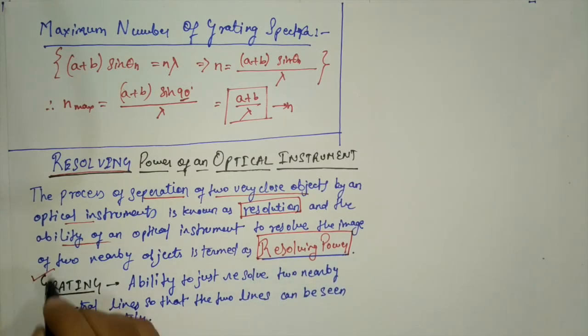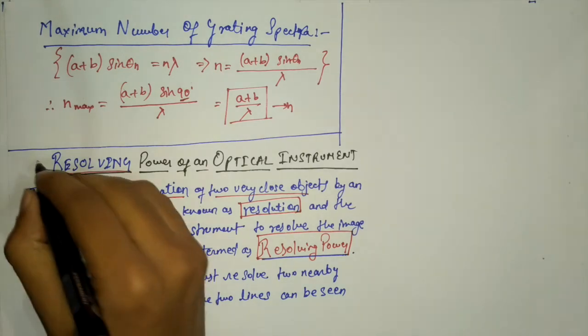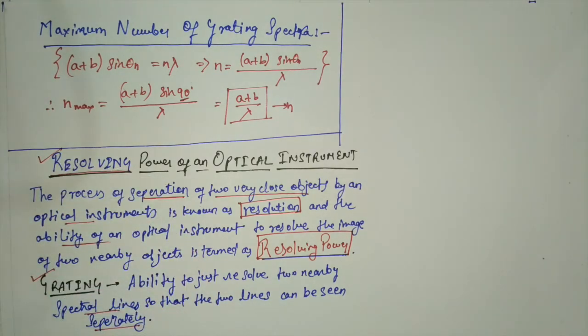Now, what is resolving power for a grating? The ability to just resolve two nearby spectral lines so that the two lines can be seen separately. That is, the two nearby spectral lines need to be separated or resolved so that they can be understood separately, or their significance can be understood separately. So that is the resolving power of a grating. So these are two important definitions from examination point of view.